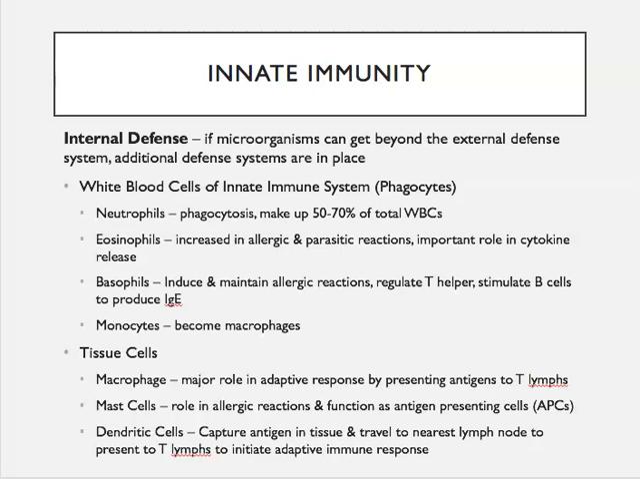They have a major role in the adaptive response by presenting those foreign antigens to our T lymphocytes. And I said the name of the cell depends on where they originate in the body. So alveolar macrophages are in the lungs, Kupffer cells are in the liver, microglial cells are in the brain, histiocytes are in the connective tissue, and osteoclasts are in the bone.